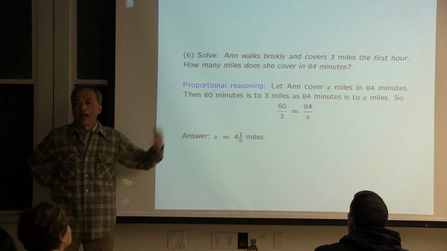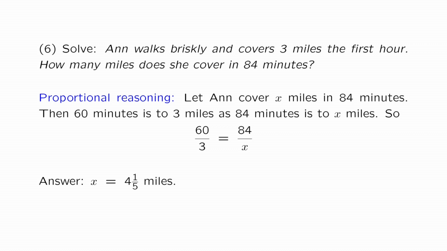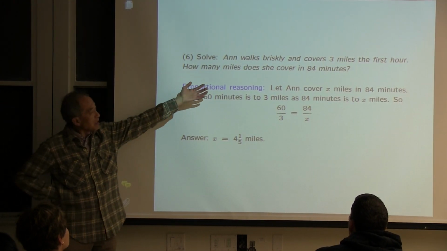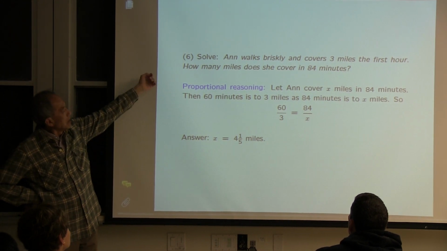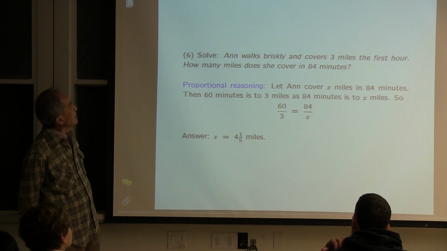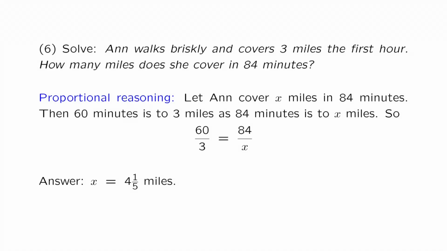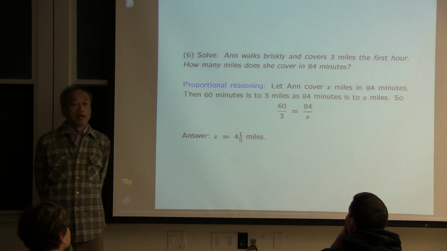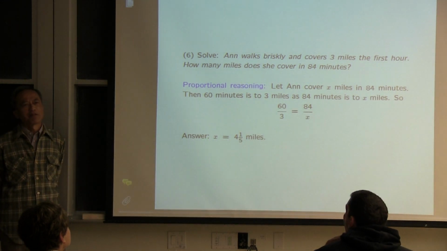So this is again, everybody knows how to solve this problem, right? It's a prime example in proportional reasoning, right? 3 is to... oh yeah, 3 miles per first hour. But they have to know to convert it to minutes. Let's take that for granted.